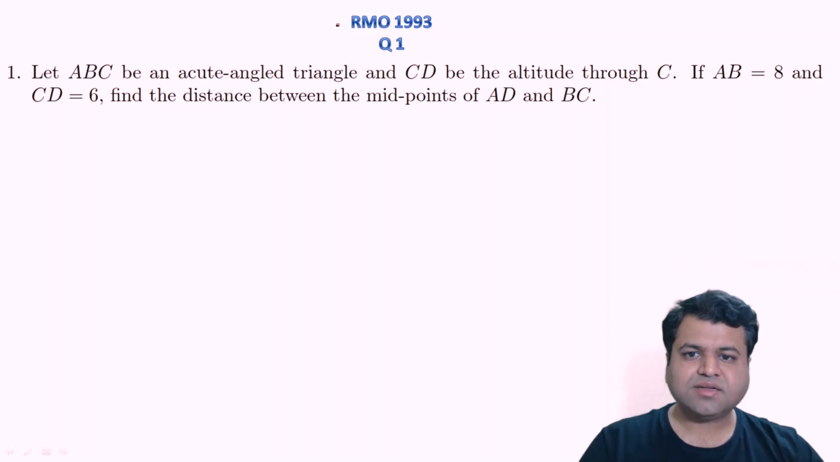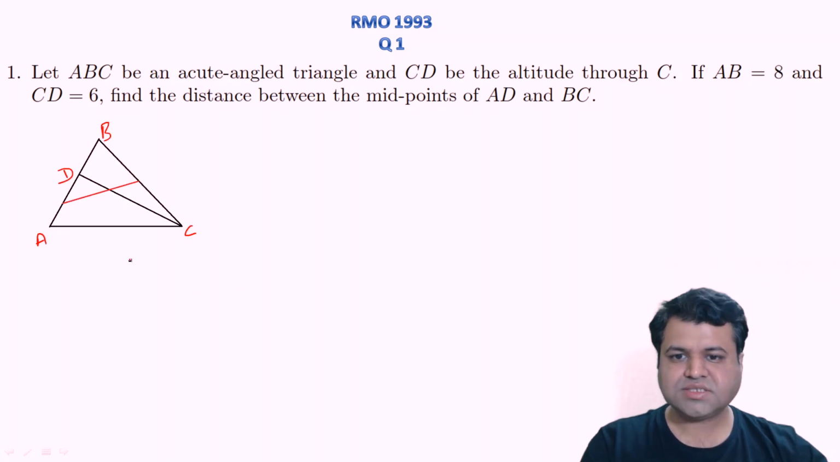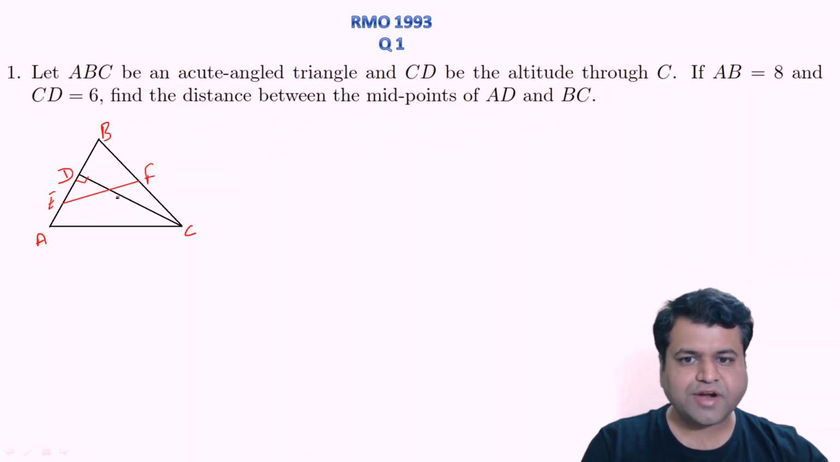The question says that ABC is an acute angled triangle and CD is the altitude through C, right? And if AB is 8 and CD is 6, then we need to find the distance between the midpoints of AD and BC, right? So this is the question. Let's draw the diagram first. ABC is a triangle, right? And CD is perpendicular from C on AB, right? And we need to find the distance between the midpoints of AD, that is E, and the midpoint of BC, that is F, right? We need to find this EF distance, where E is the midpoint of AD.